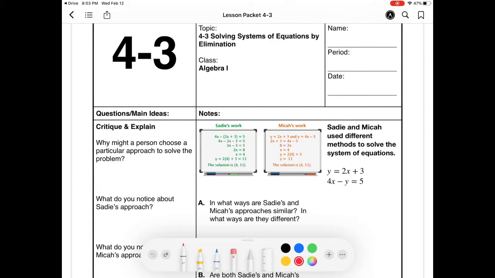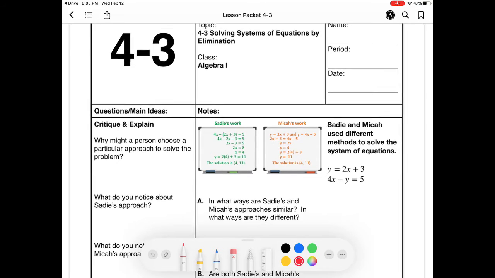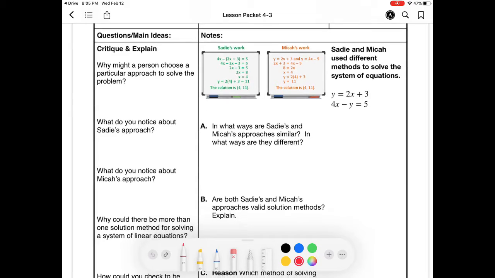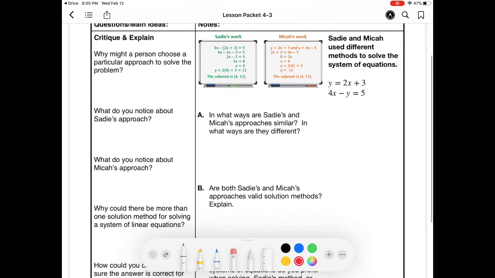So, if you guys remember, last class we started with this page out of the packet because I couldn't make copies of the whole packet. And we compared what Sadie and Micah did when they solved the problems. Then you guys split into groups, and some of you solved the problem the way Sadie did, some of you solved the problem the way Micah did. In our last class, I had you guys answer question A, where you answered what was similar and what was different about Sadie and Micah's work.